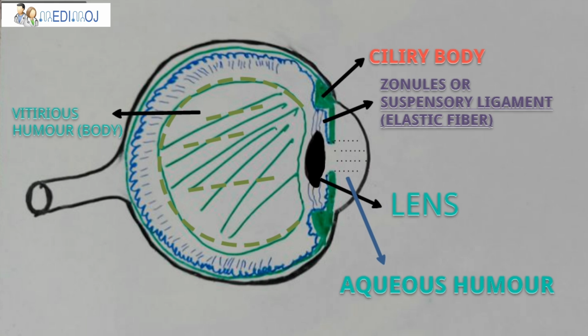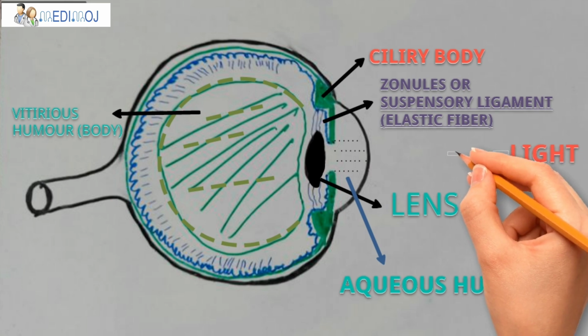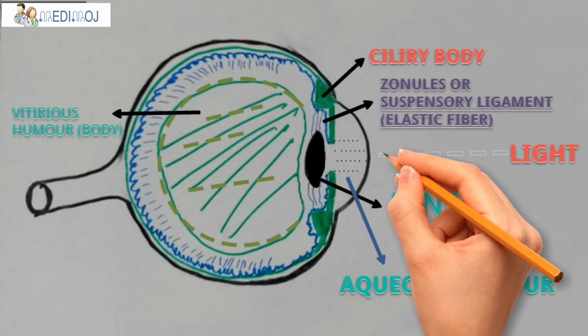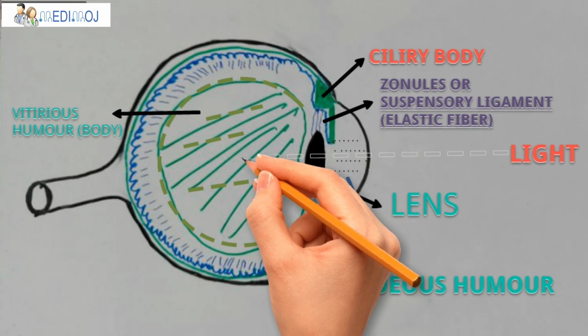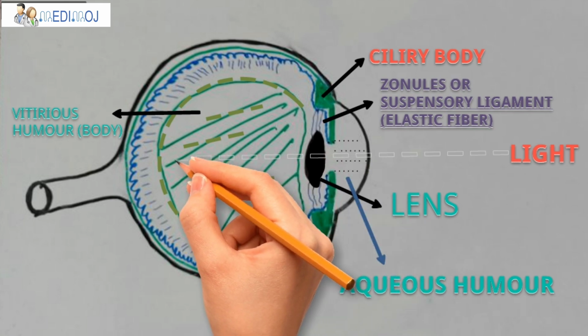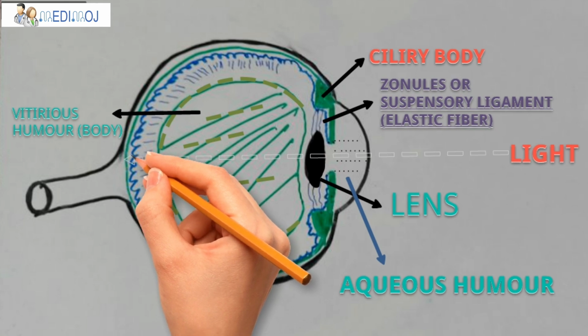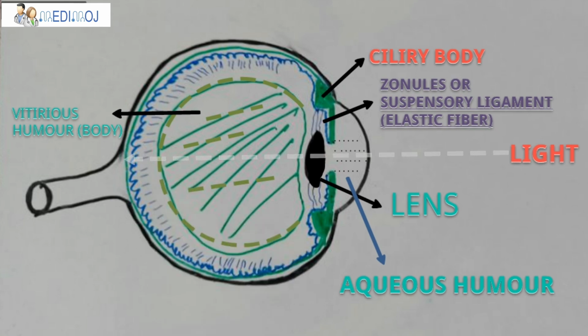Now we talk about how light passes through. When light enters the eye, it first has to pass through the cornea, then the aqueous humor, then the pupil, then the lens, then the vitreous humor or vitreous body, and then it falls on the retina, and it converts into an action potential, and it goes through the optic nerve to the nervous system. When we study the visual pathway, we'll talk about it in detail in our next topic. So this was the full anatomy of the eye.